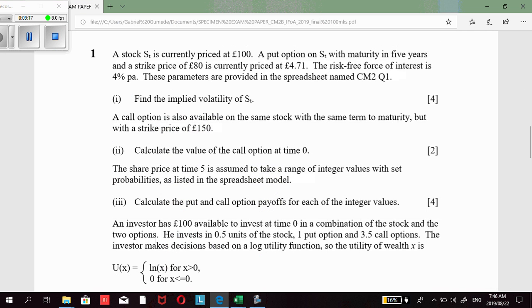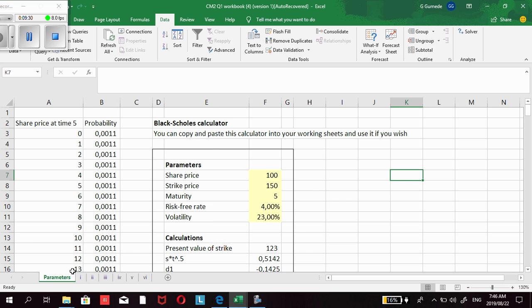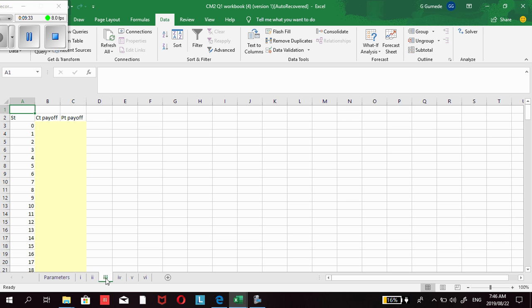Now, the examiner is saying calculate the put and call option payoffs for each integer value of the share price. So let's see how we're going to do that. So that is part 3 of the question. Now they want the payoff. One of the disadvantages in this paper is that you don't have time to think. You must really know your work very, very well, such that you're just performing calculation. So read the question carefully and solve. We don't have time to think.